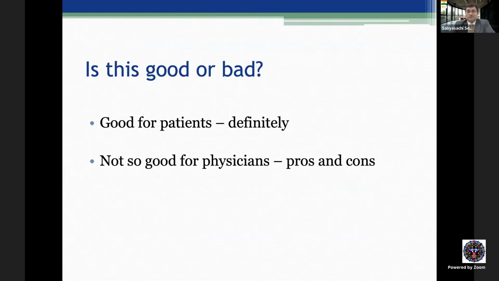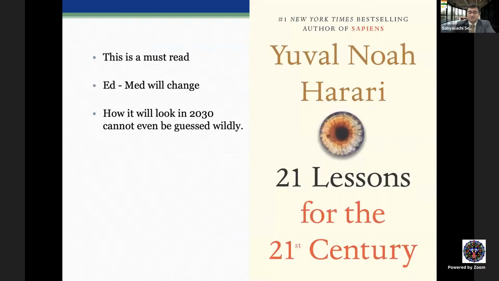But then it's not really good for physicians because a lot of things that we do today are perhaps going to be automated. This is one of the best books that you can read even now. It is written by Yuval Noah Harari, and the book is called 21 Lessons for the 21st Century. Really, this is a must read, right? So he coins a term called EdMed.